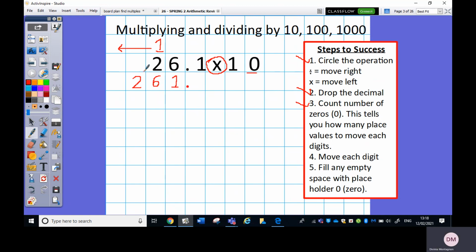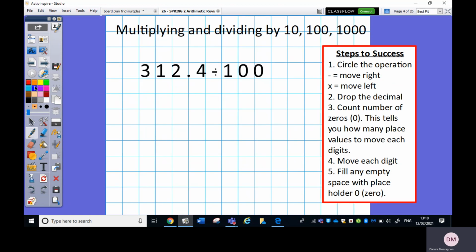Okay, you can see that I'm using squares for each place value, and if you have squares at home, then please do the same, because this makes it a lot easier. Now, after the decimal, if there aren't any other digits, then we can place a 0, or 261 is also the same as 261.0. Okay, let's move on to the next one.